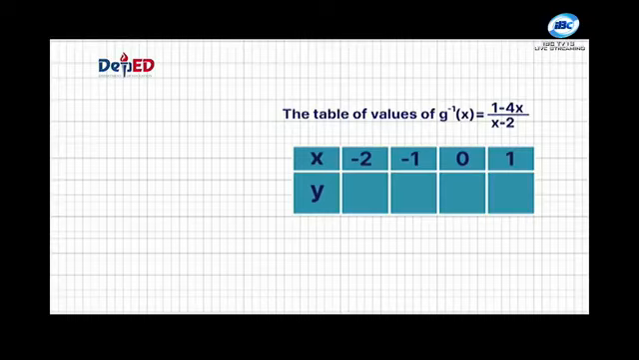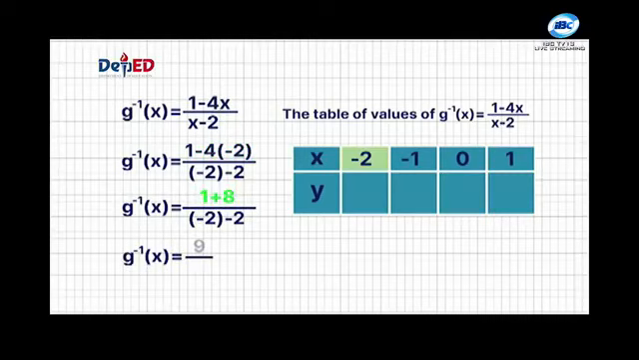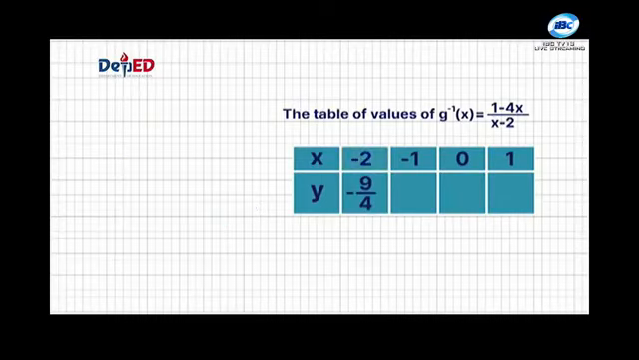Let us take the value of x equals -2. That will be the inverse of the function is equal to (1 minus 4 times -2) all over (-2 minus 2). -4 times -2 gives us 8. 1 plus 8 is 9. -2 minus 2 gives us -4. Thus, for x equals -2, y is -9/4.